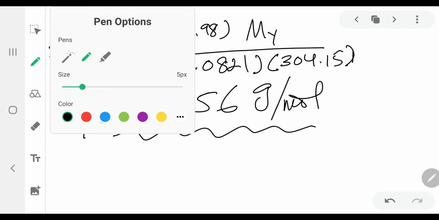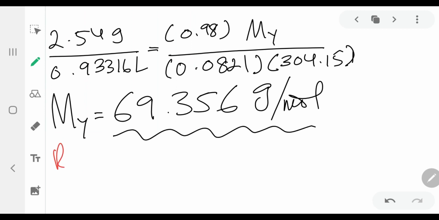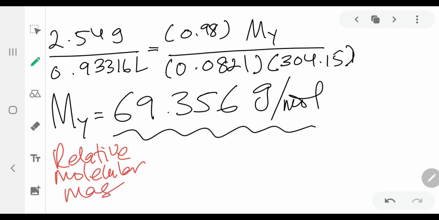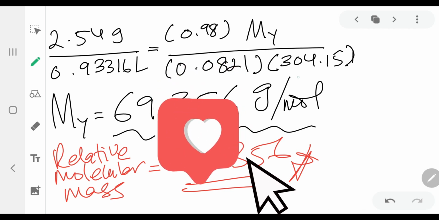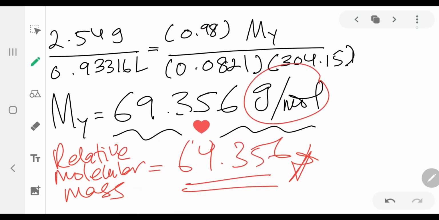But what is the relative molecular mass? The answer is just 69.356. You're just going to take out the units over here, not the constant. You're just going to take that out.